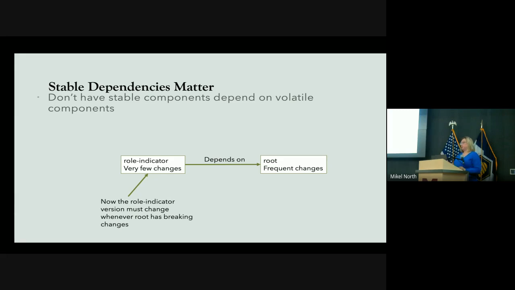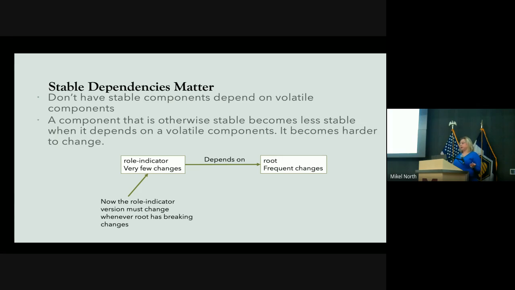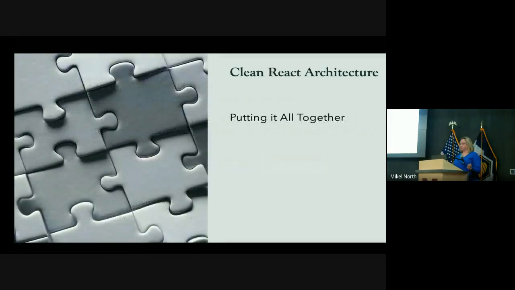And so rather than accidentally mess up the one way, we mess up the way that doesn't hurt as much or cause as many problems or outages. But a component that's normally stable becomes less stable when it depends on a volatile component. That's one of the big things in the component architecture from that book. And it's true. The more you think about your dependencies, I think you'll find that it's pretty true.